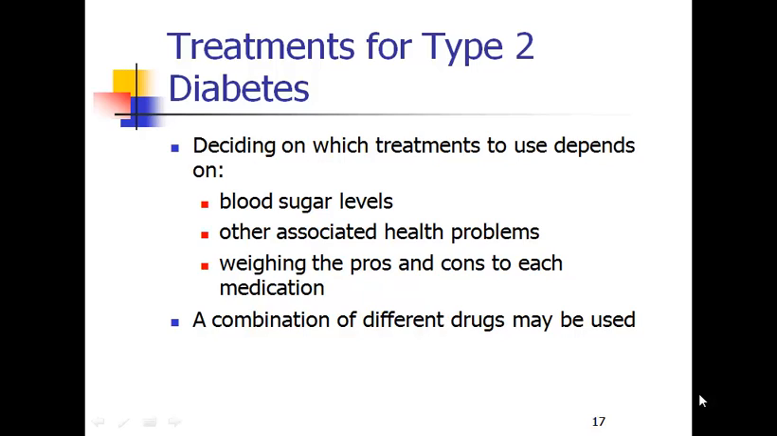Treatments for type 2 diabetes. When diet and exercise do not work to control blood glucose levels, medications are then prescribed. Deciding on which treatments to use depends on the person's blood sugar levels, other associated health problems, and weighing the pros and cons to each medication, such as cost. A combination of different drugs may be used.